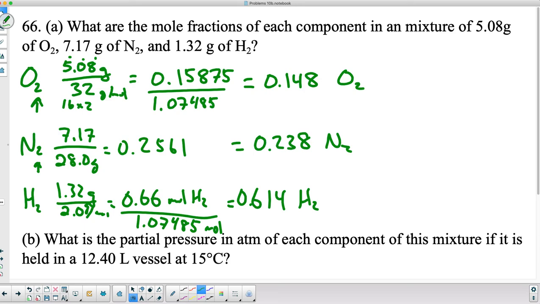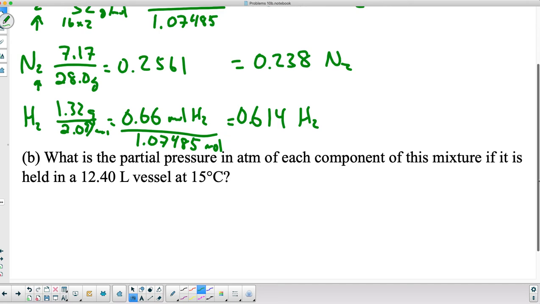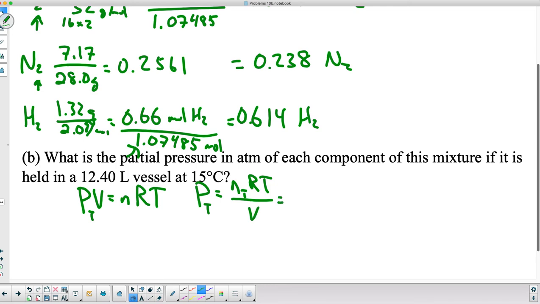What is the partial pressure in atmospheres of each component of this mixture held in a 12.4 liter vessel at 15 degrees Celsius? So all I need to do now is find pressure. PV equals nRT for the total. Okay, I have the total number of moles. That's what this number is right there. So what I do is solve for P. So P total equals n total times R times T divided by V.